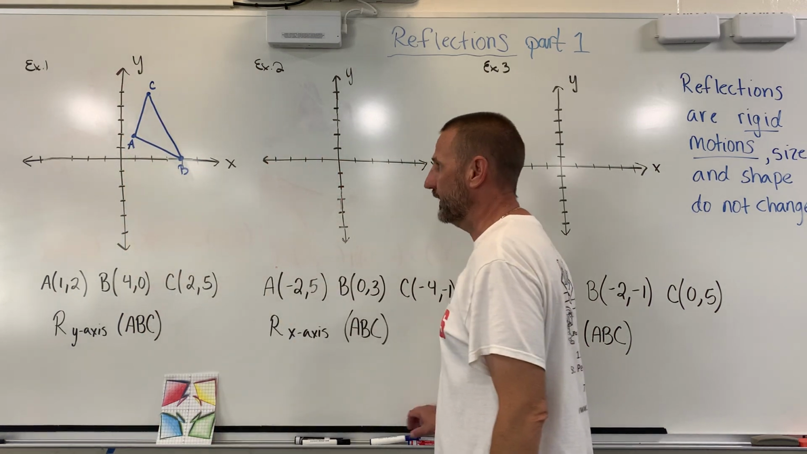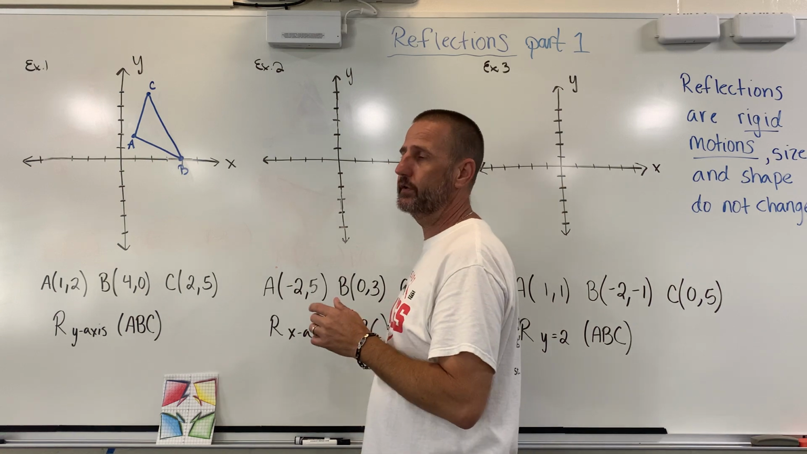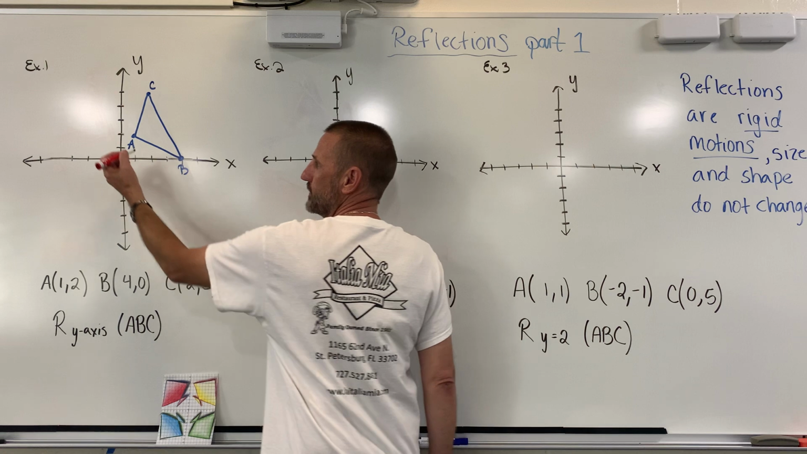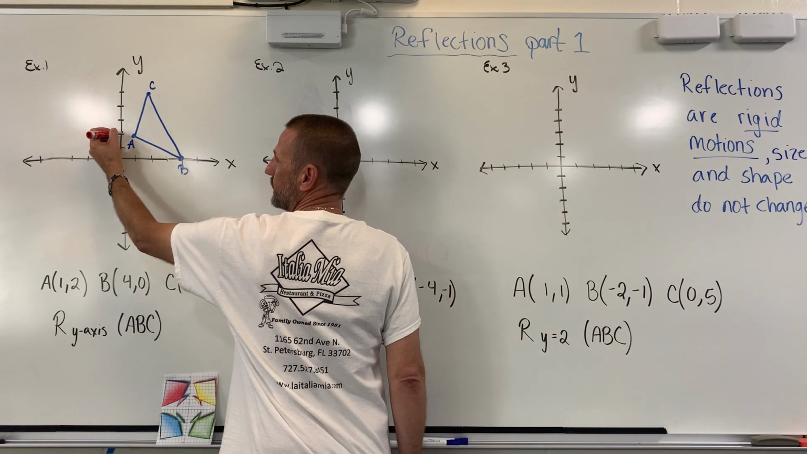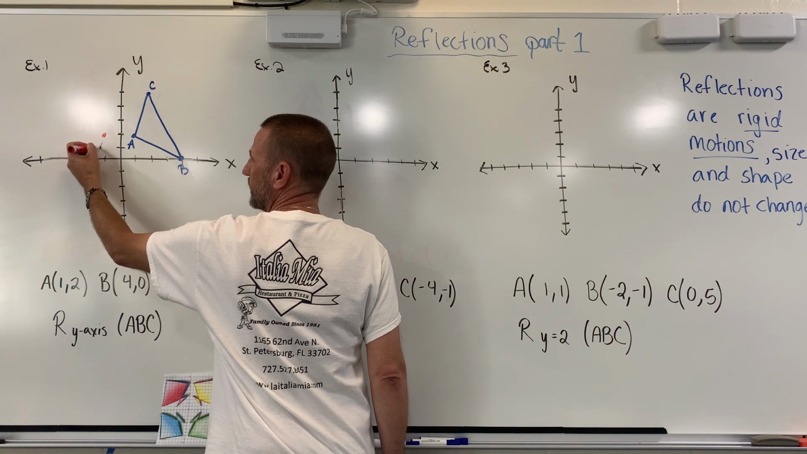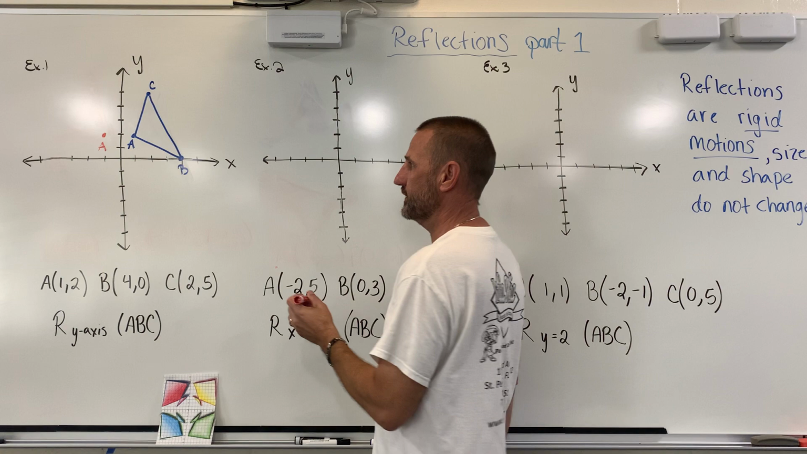And so what's happening is, each time I reflect over it, what I'm really doing is, in essence, counting the distance away from that line. So the distance to A is 1 over to the right, so the reflection is going to be 1 to the left. Because remember, we're reflecting over the y-axis.